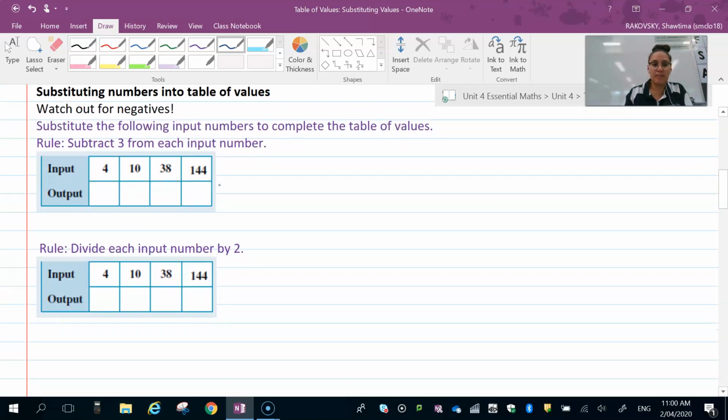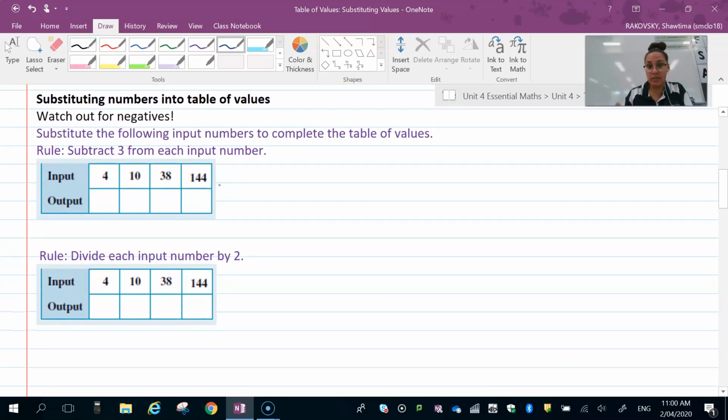So here we go. Be careful of negative numbers. We're going to start off with some positives first. So here's my rule. Subtract 3 from each input number. So it's just going to be input number minus 3 equals output number. So 4 minus 3, 1. 10 minus 3, 7. 38 minus 3, 35. 144 minus 3, 141. Straightforward.